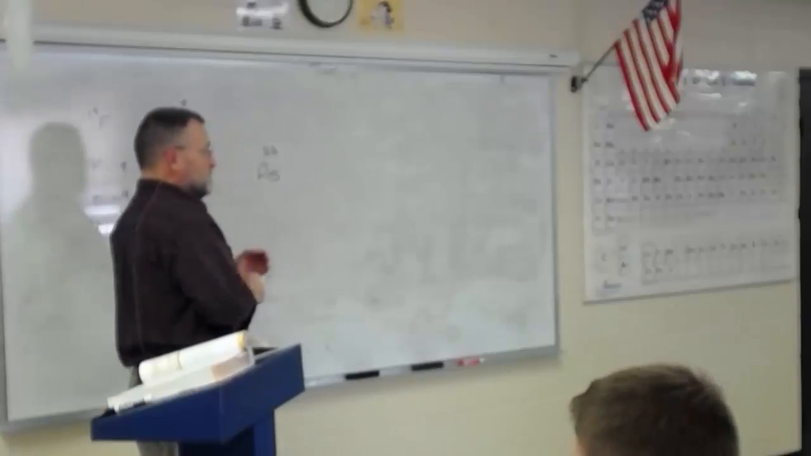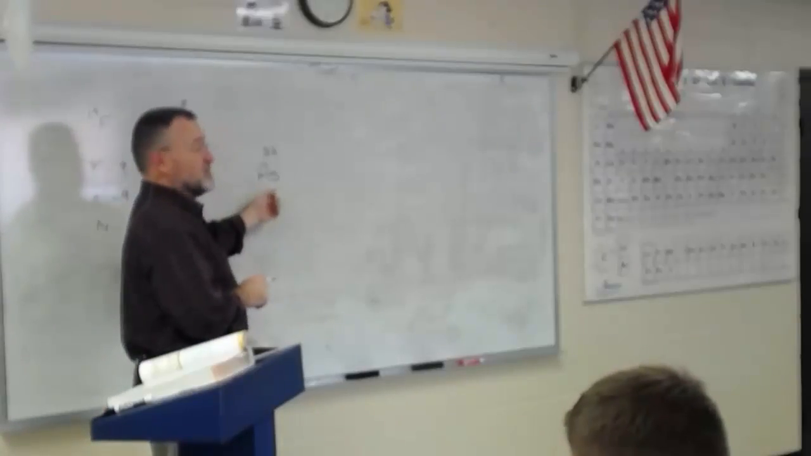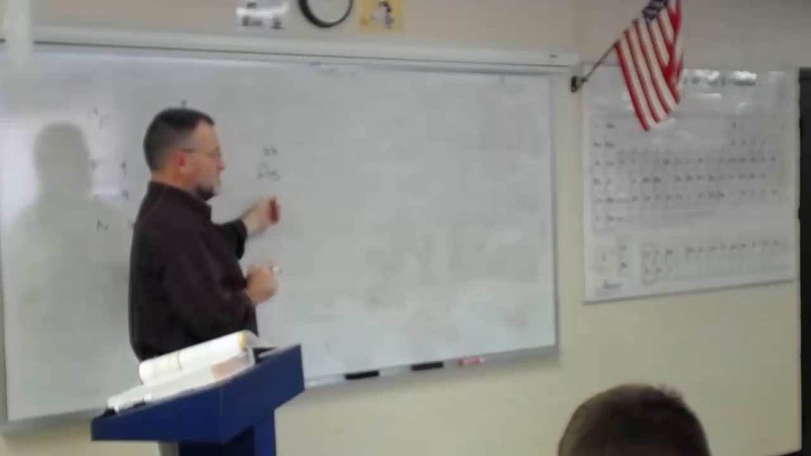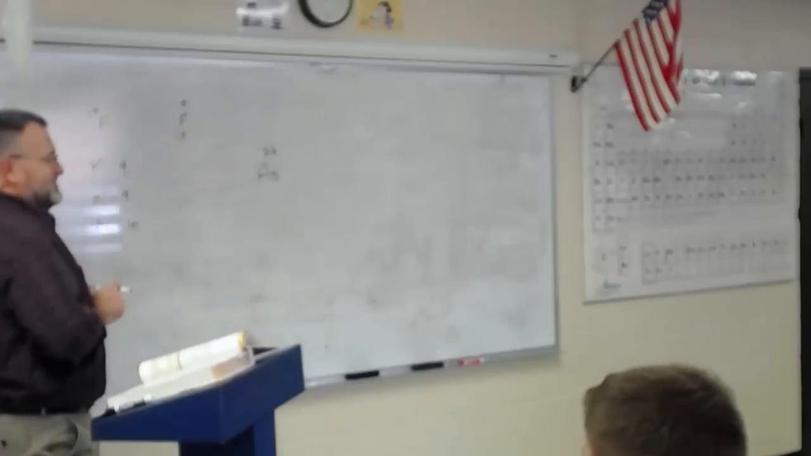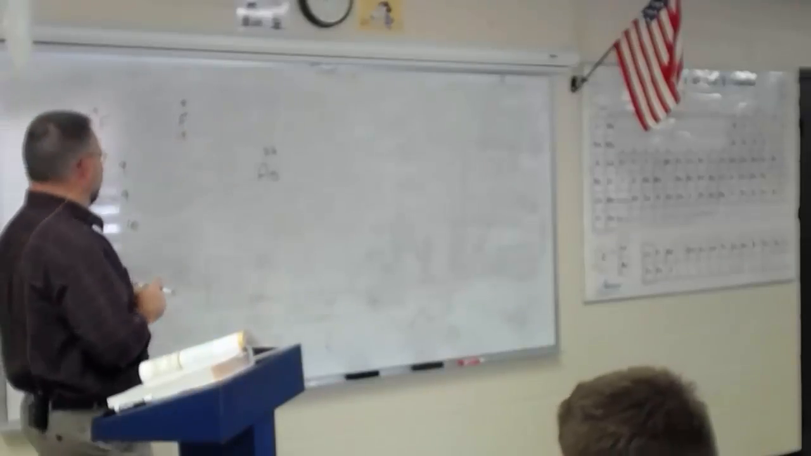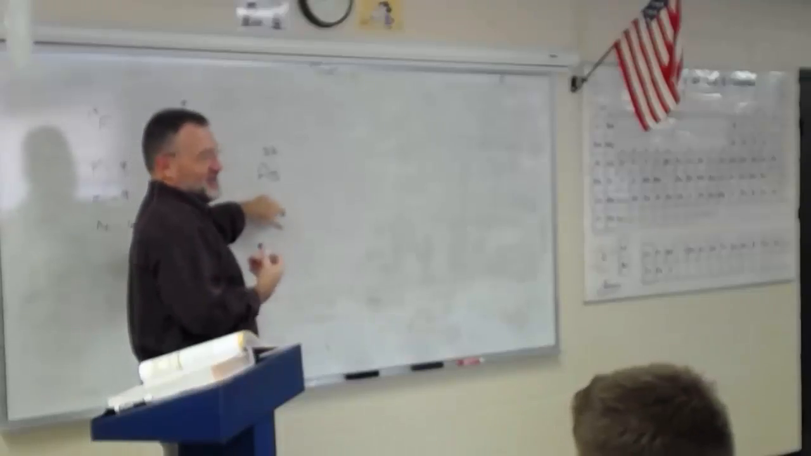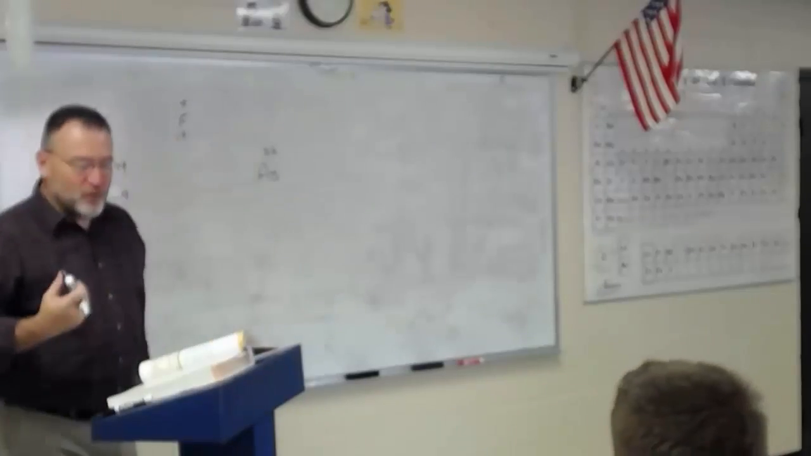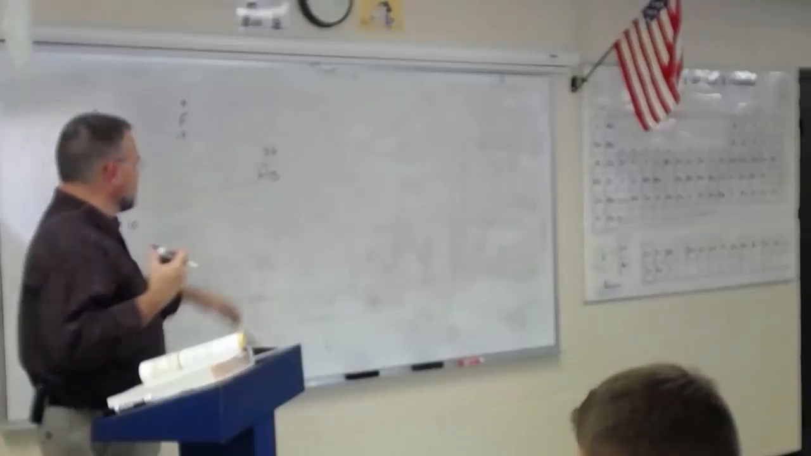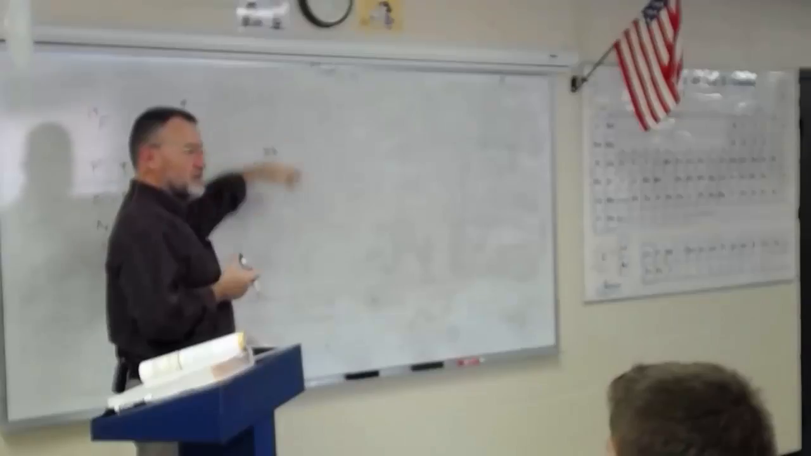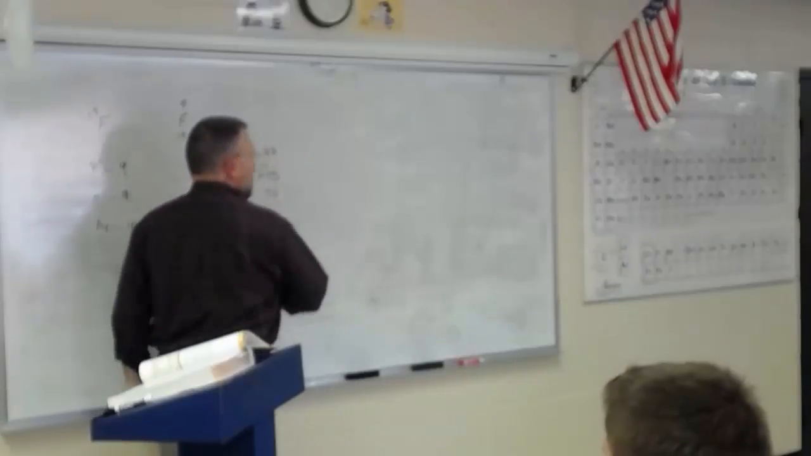If it has 41 neutrons, what's its atomic number? Or excuse me, atomic mass. If it has 41 neutrons, what must its atomic mass be? It's 41 plus 33, 74. Arsenic-74.